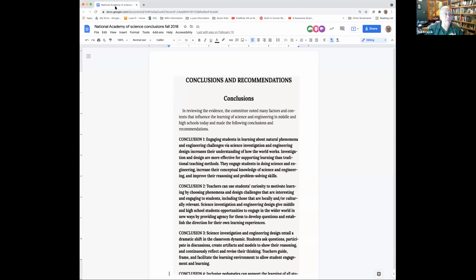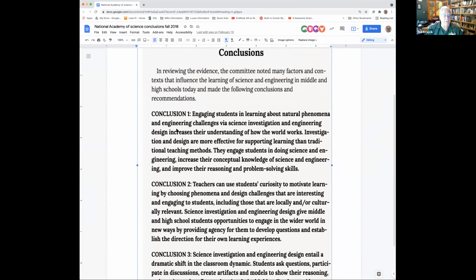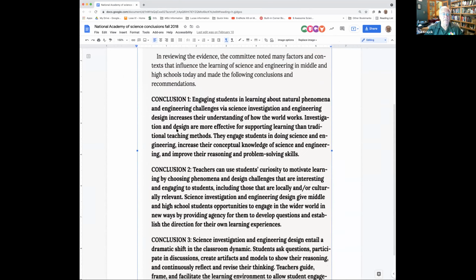And again, we're going to look at the first two conclusions. Actually, all the conclusions are very valuable to read, but we're just going to look at the first two today. And again, if you get a minute, if you could just place some comments on what this means for your science teaching, what challenges it presents, what opportunities it presents, etc.